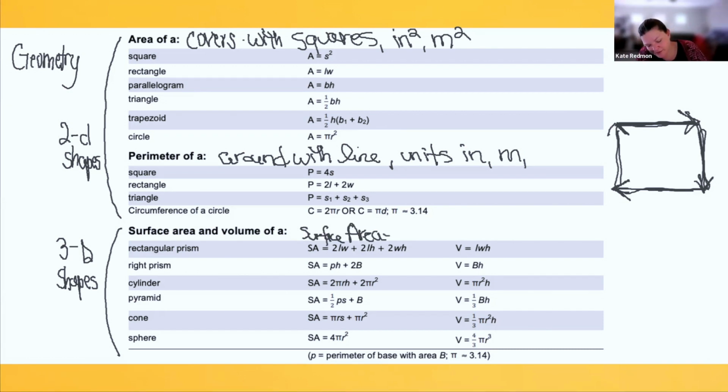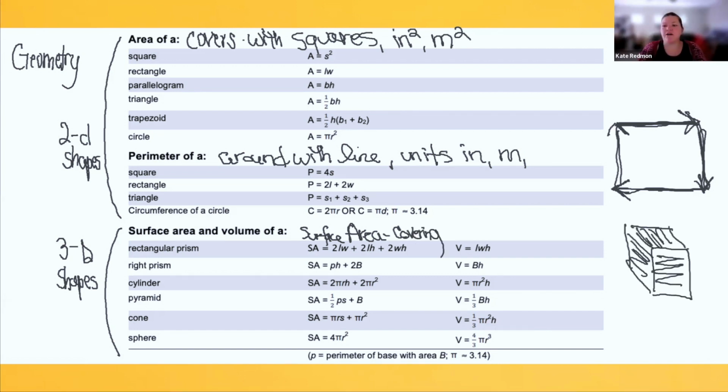But with surface area, I'm talking about covering the outside of a 3D shape. It's like the wrapping paper on your Christmas box. And you often see those little squares on the back of wrapping paper when you go to cut it out. Because even though it's a 3D shape, if I covered it, I'd be covering it with squares. And so once again, we're going to see square units. Volume, on the other hand, is a 3D measurement for a 3D shape. Volume is the space inside the box.